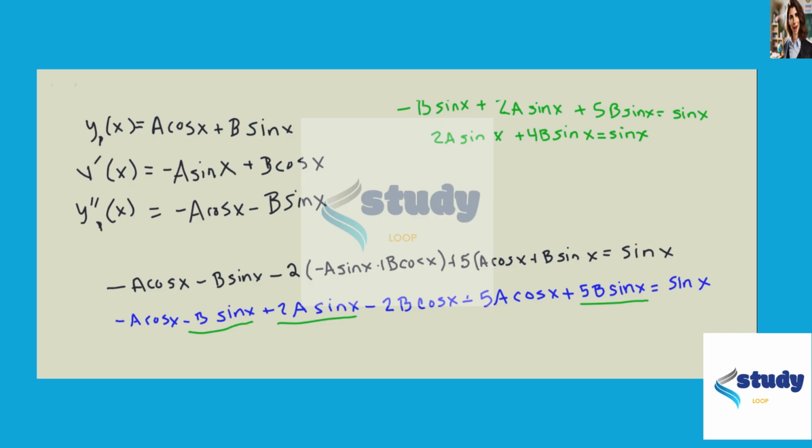Now I'm going to get my cosines together. So I have negative a cosine of x minus 2b cosine of x plus 5a cosine of x equals 0. So combining my like terms, I have negative 2b cosine of x plus 4a cosine of x equals 0.